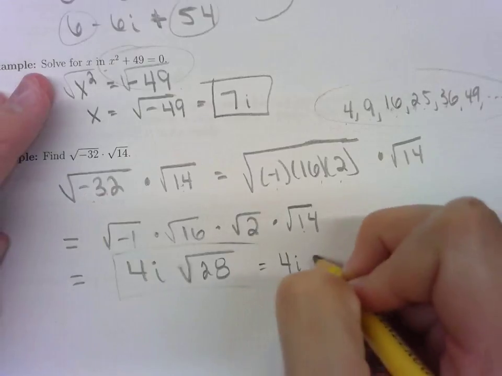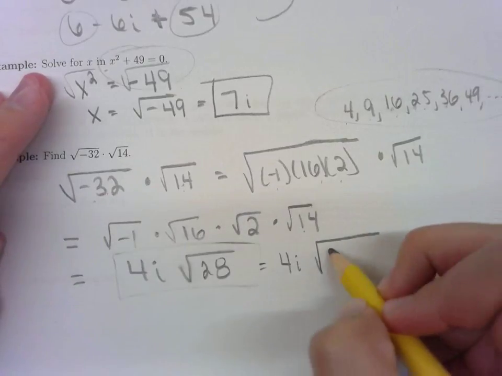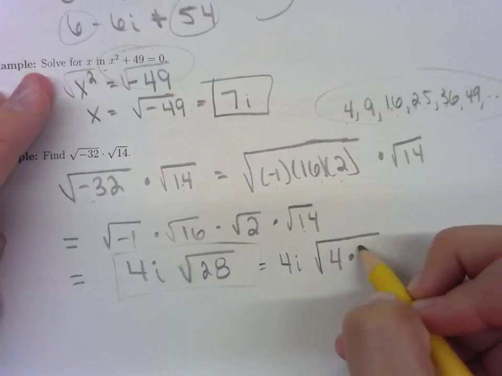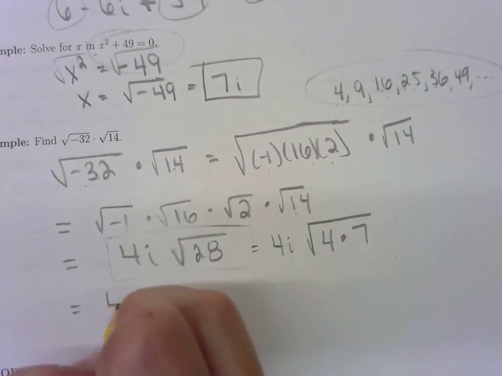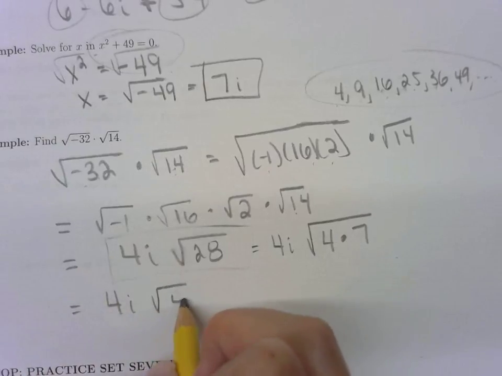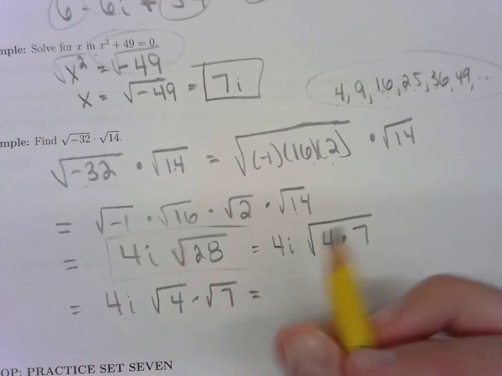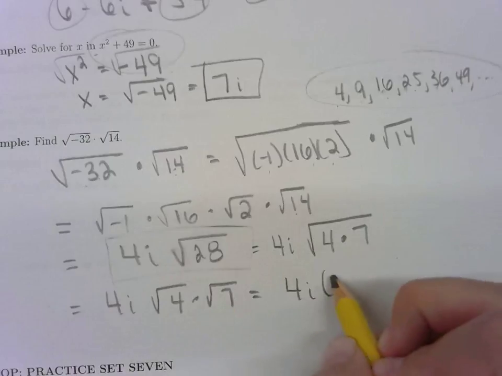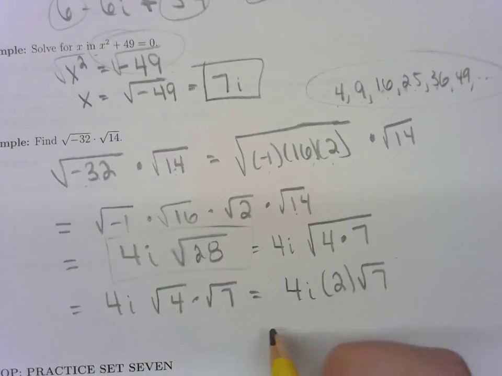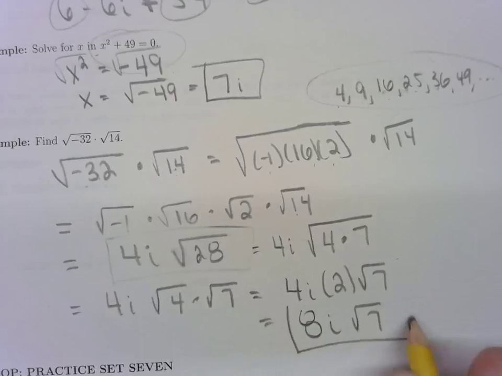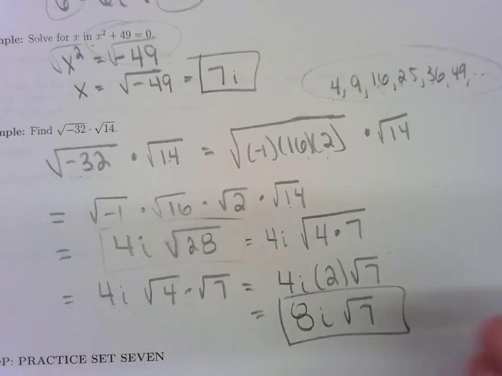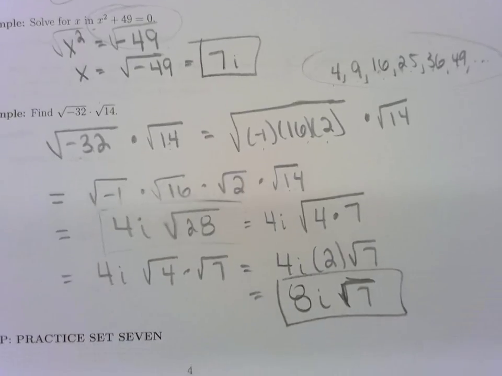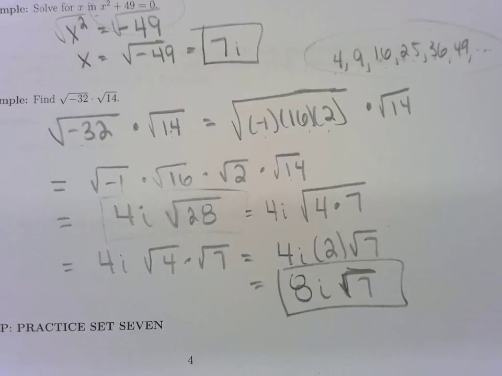So this would be 4i times the square root of 28, and 28 is 4 times 7. Yes. Okay, so then I'm going to come down here. This is 4i. This would be the square root of 4 times the square root of 7. So we have 4i. The square root of 4 is 2 times the square root of 7. So this would be 8i square root of 7. Okay, so that was a long way to get from here to here. Okay, but there probably will be one like that on the exam also. So just be aware of that.